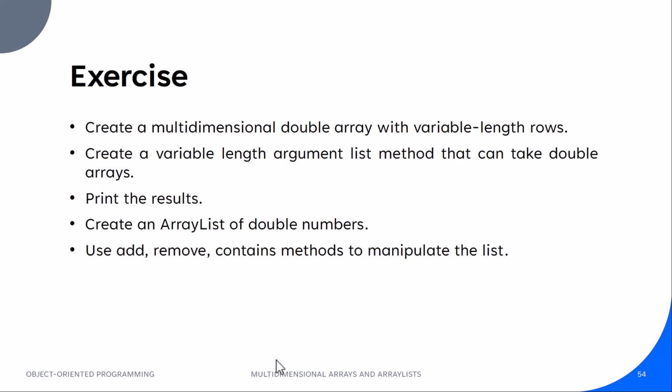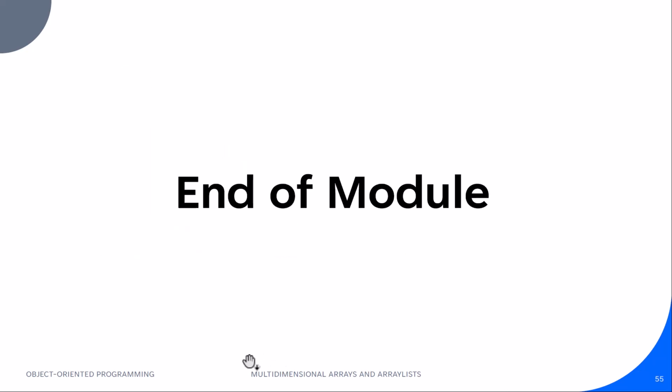Here's an exercise for you to practice what you learned in this lecture. Create a multidimensional double array with variable length rows. Create a variable length argument list method that can take double arrays. Print the results. Create an array list of double numbers. Use add, remove, contains methods to manipulate the list. And this is the end of this module.